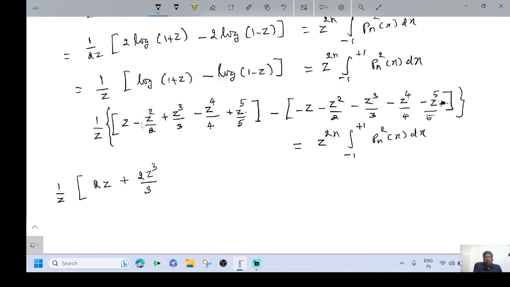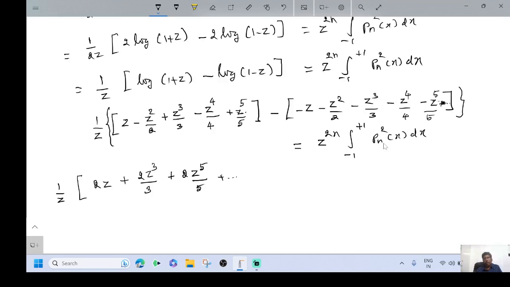So 2z minus z square by 2 plus minus into minus plus z square by 2, that is 0. Z cube by 3 minus into minus plus z cube by 3, that is 2z cube by 3. Minus z power 4, then minus into minus plus z power 4 cancelled out. Z power 5 by 5 minus into minus plus z power 5, this is plus 2z power 5 by 5. In this way, this is going on.